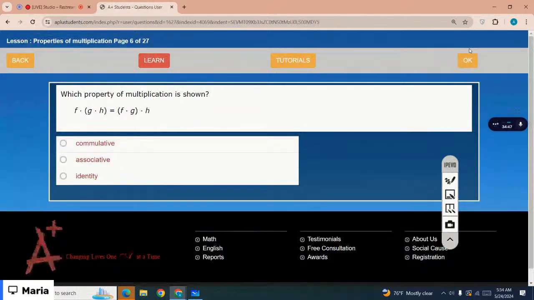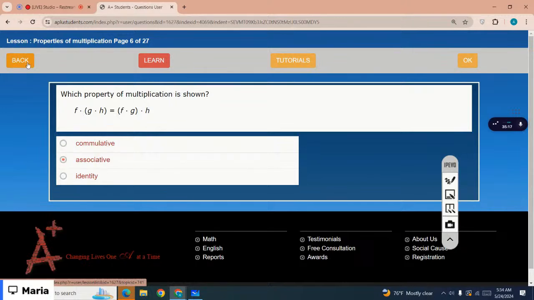Which property of multiplication is shown? F times G times H equals F times G times H. Is it commutative, associative, or identity? Which is the correct option? You have three variables involved, right? Whenever you have three variables involved, that is the associative property. The correct option is associative.